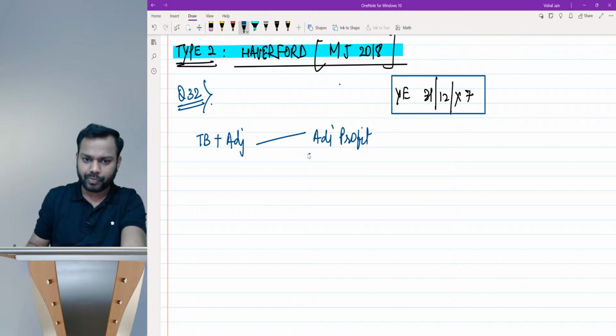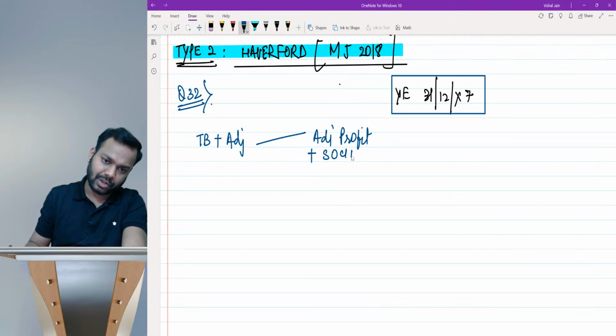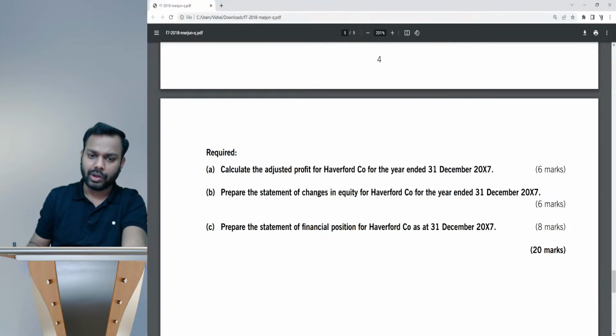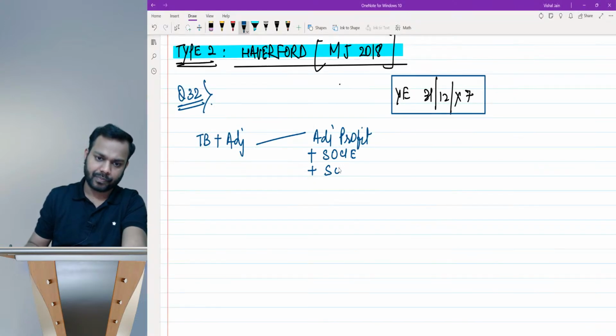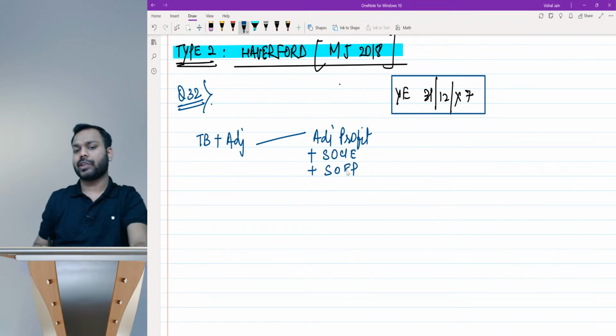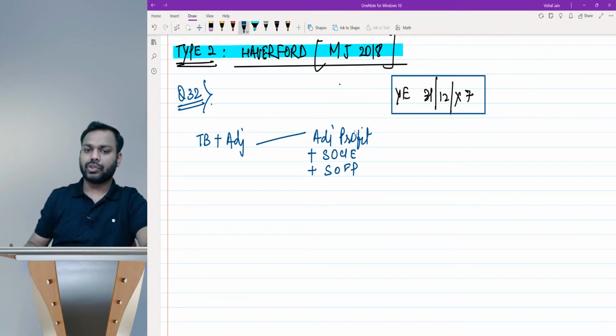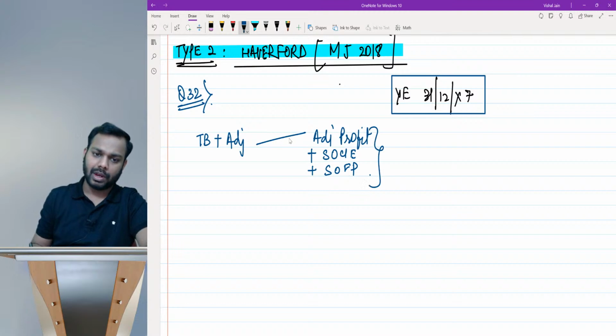plus the question is asking you for a statement of changes in equity, plus the question is asking you for the SOFP, right? So these are the three requirements of the question. We can write here A, B and C.